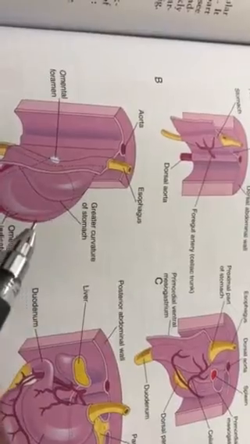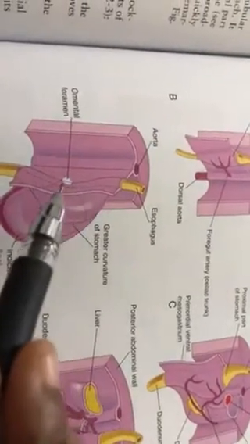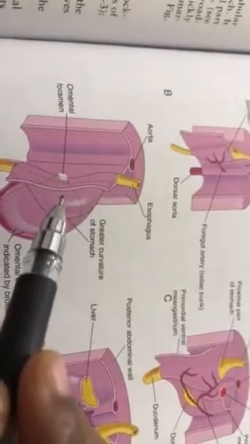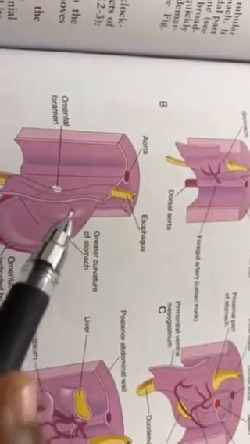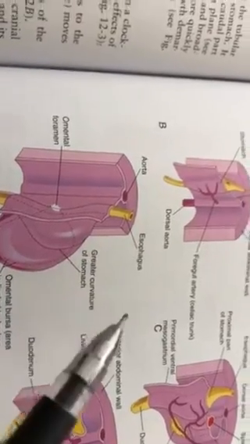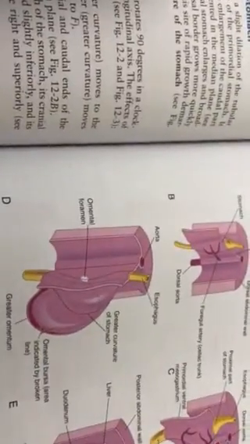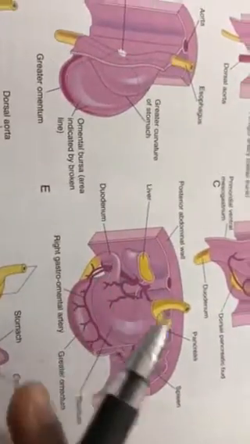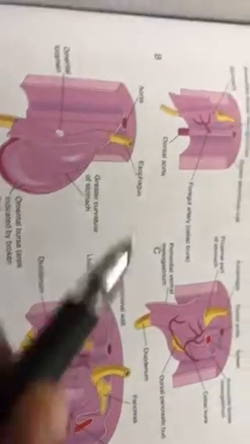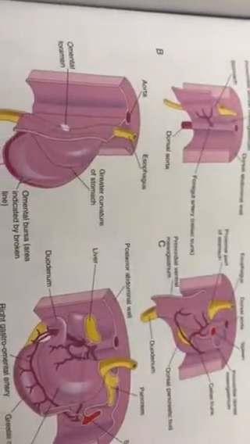Because of the enlargement of the greater curvature more than the lesser curvature, this again rotates in the anterior-posterior axis. So what happens? This cranial portion comes towards the left side, and the caudal portion goes towards the right side. So this is how the stomach rotation takes place. So it is not in the midline. Now it has become turned. So these are the 4 steps that take place during rotation.